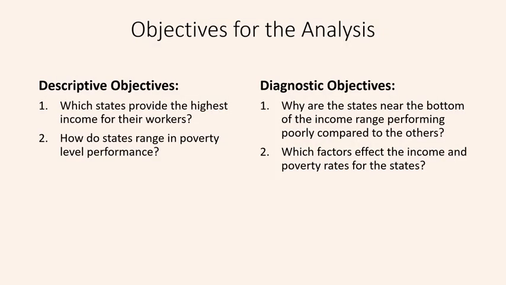We had several objectives for the analysis. I split these objectives up into the following four analysis categories: descriptive, diagnostic, predictive, and prescriptive. The descriptive category focuses on how income and poverty rates have performed in the past. The diagnostic category, on the other hand, focuses on why states are performing the way they are. Next, we will take a look at the final two objective categories, predictive and prescriptive objectives.